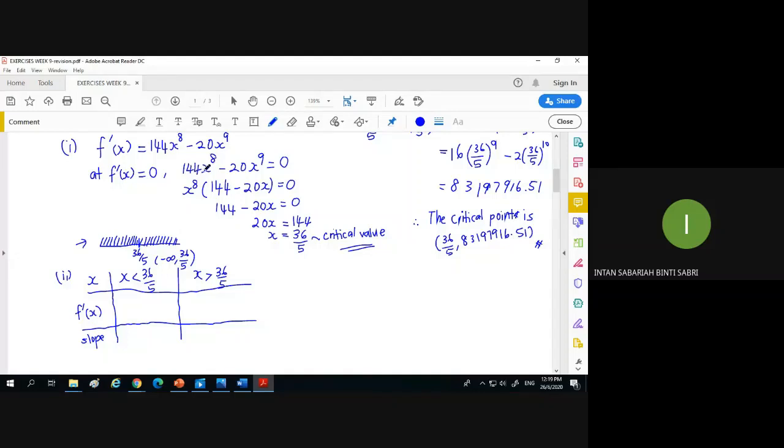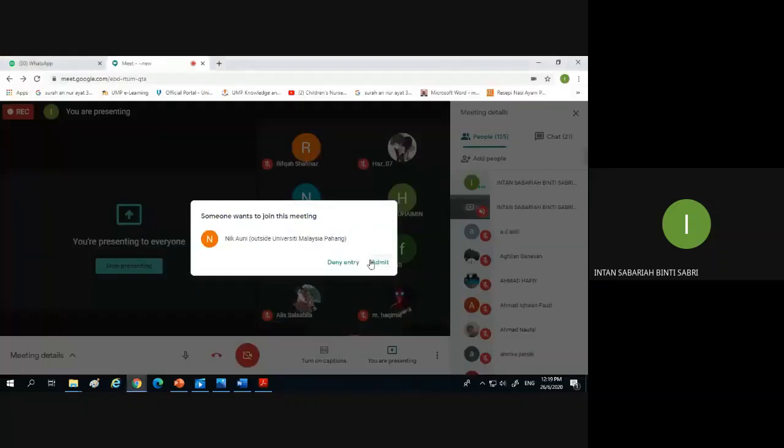So 144 times -1 power of 8 is 144. Then minus 20 times -1 power of 9. -1 to an odd power becomes negative, so -20 times -1 will be 20. So 144 minus 20 is also positive. In other words, any value you substitute that is less than 36/5, you will get a positive value.